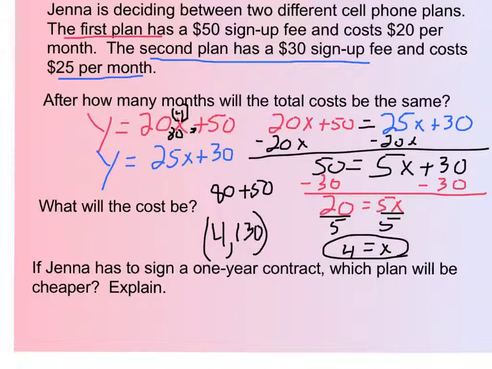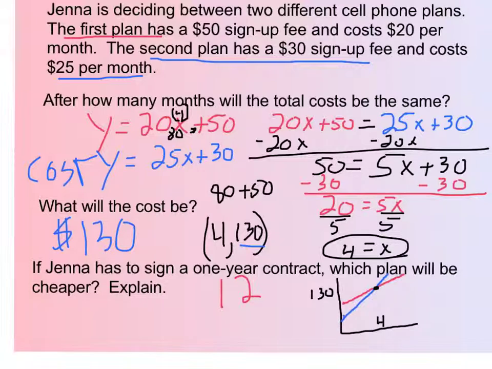You could have taken the 4 and put it here. 4 times 25 is 100. 100 plus 30 is 130. So it says, what will the cost be? Well, remember that x represents our months and y represents our cost. So our cost will be $130. That's our cost. Let's answer the last question. If Jenna has to sign up for a 1-year contract, so that means 12 months, which plan would be cheaper?